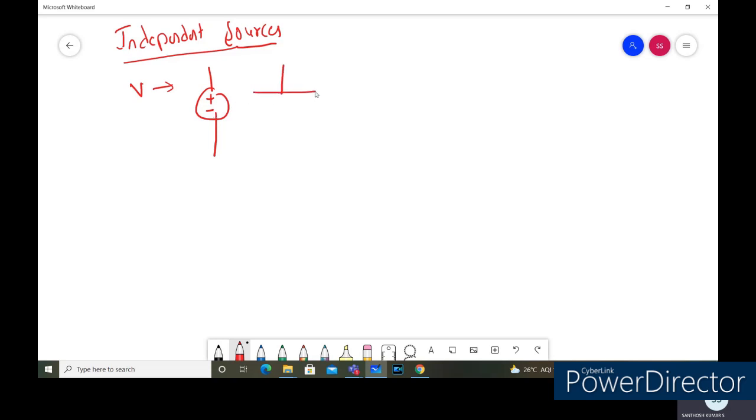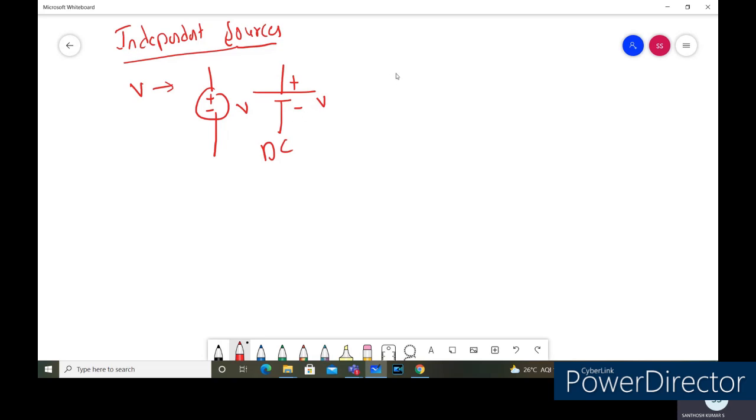In a similar way, we can denote it with a symbol like this. This is the symbol of the battery. This is the plus and the minus. It is denoted with V, where V is the unit for volts. So these are the independent sources, which have energy of their own. It is called an independent source.